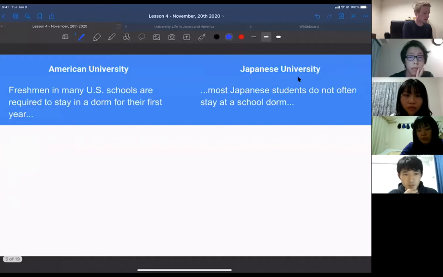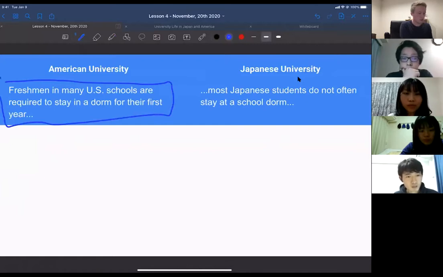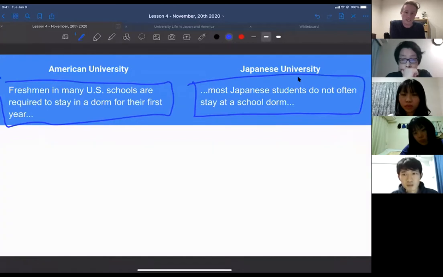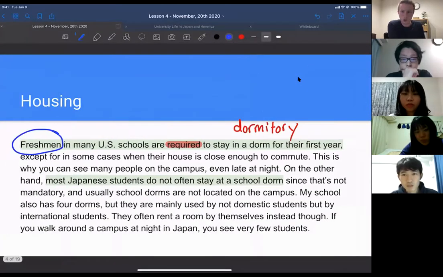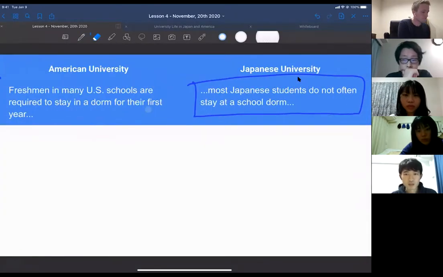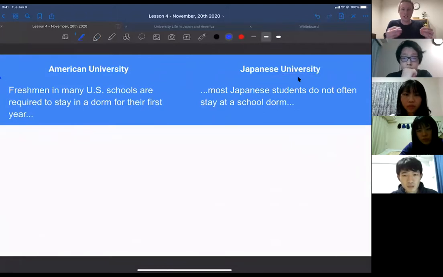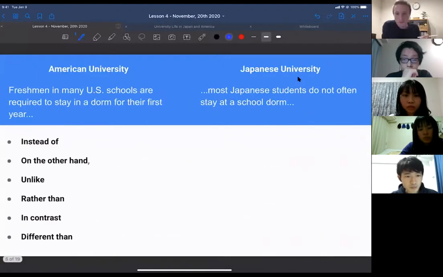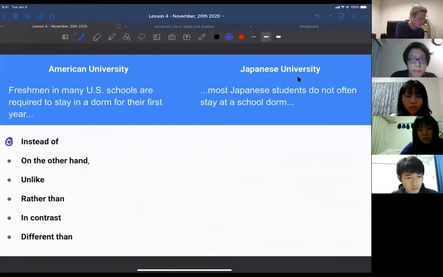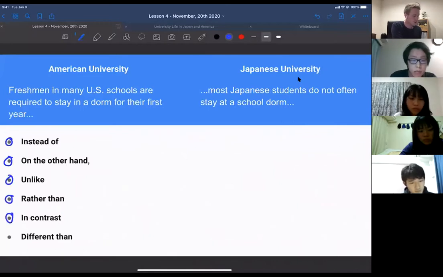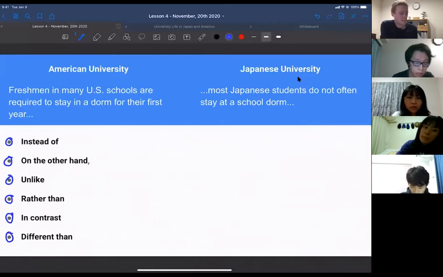So today's purpose is to talk about different things. So here are the 2 different things, right? She said, freshmen in many US schools are required to stay in a dorm. In Japanese university, most Japanese students do not often stay at a school dorm. So this is the green words here. What we are going to try to do is make English sentences using these ideas, right? Last time I taught you these words: instead of, on the other hand, unlike, rather than, in contrast, and different than. So we're going to take these 2 ideas and try to make sentences using these different words.